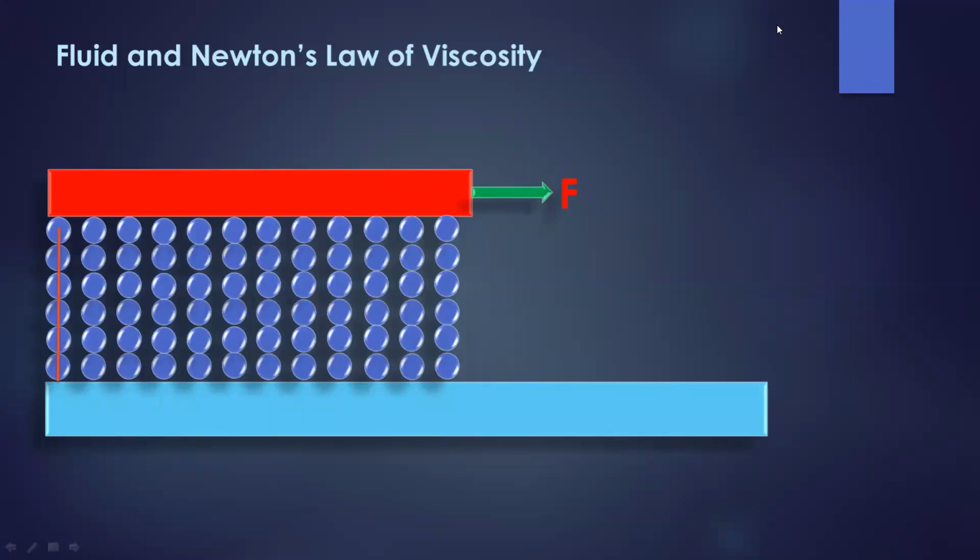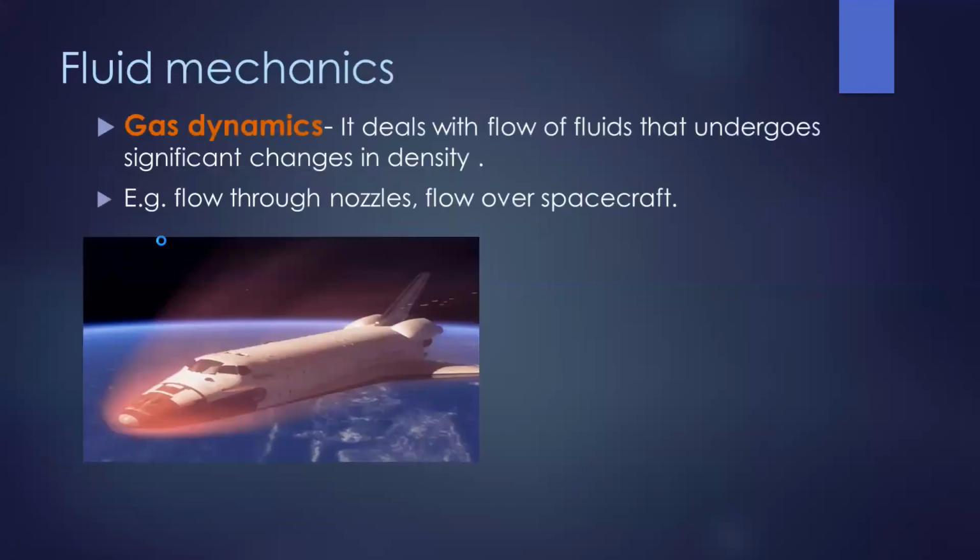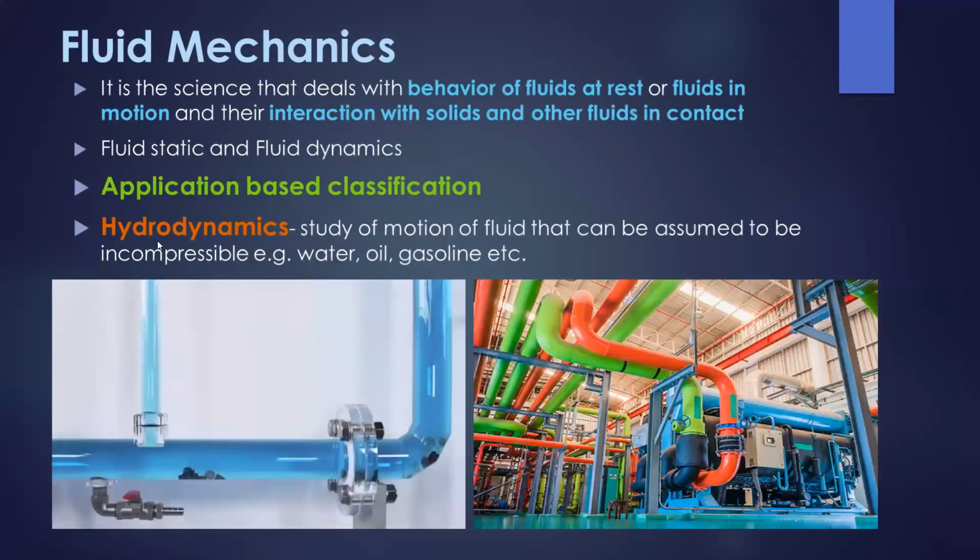So, in the previous session, we have seen fluid mechanics, the definition, and some classification of fluid mechanics. We have seen the application-oriented classification. Fluid mechanics is the science that deals with the behavior of fluid at rest or fluid in motion, and their interaction with the solids and other fluids in contact.